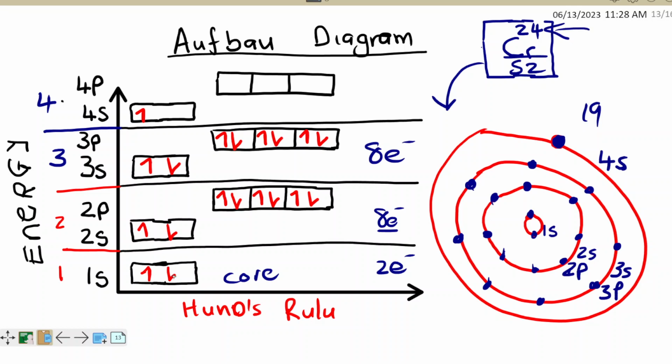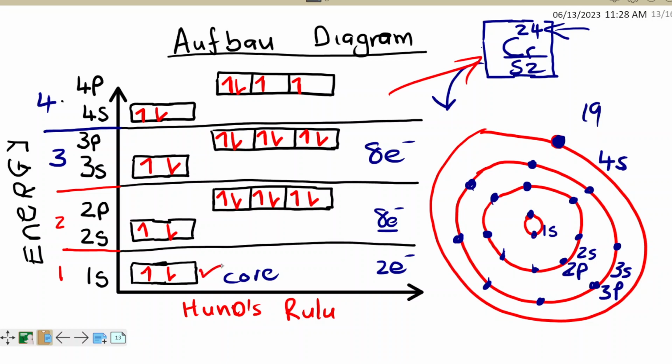So the first one, we're going to have 2, 4, plus 6, that's 10, plus 2, that's 12, plus 2, that is 18, 19, 20, 20, 21, 22, 23, you come back here, 24. So this is how the chromium atom Aufbau diagram will look like.